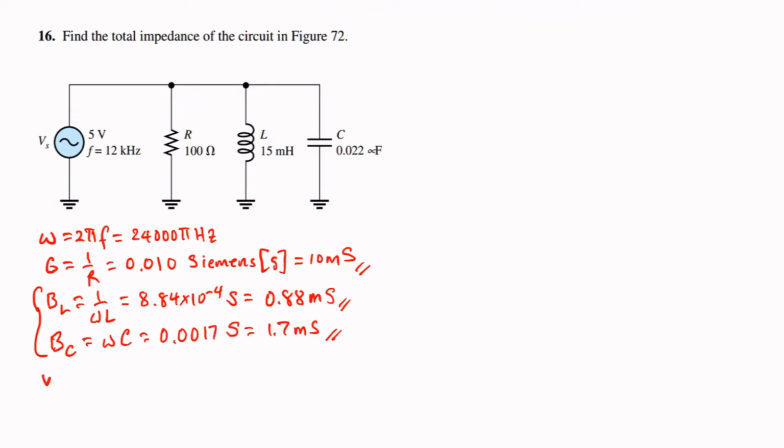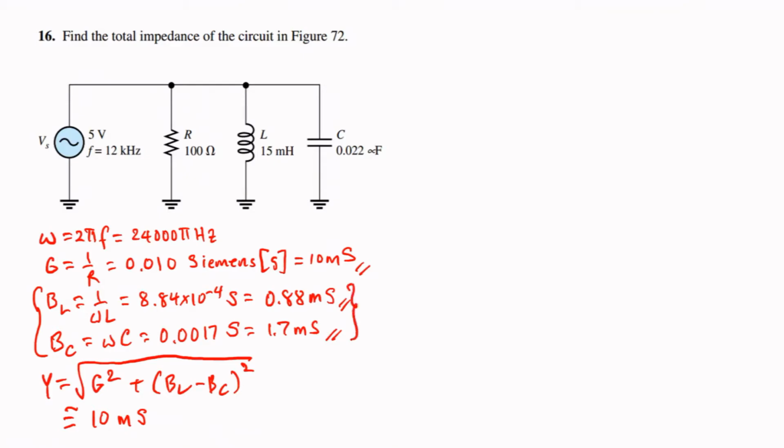The admittance we can easily solve by simply taking the square root of G squared plus (B_L minus B_C) squared. Plugging in the values, we get approximately 10 millisiemens. This is understandable because these two values are approximately less than 10% of the conductance, and if you take the difference between them, that's even smaller than 10%, which means that the conductance has the greatest contribution among the three.